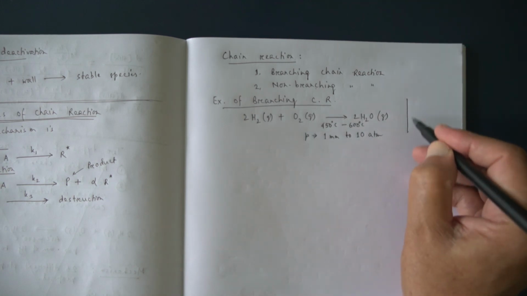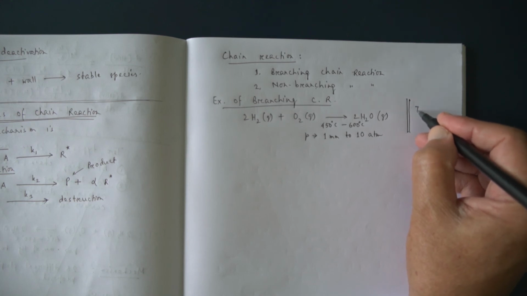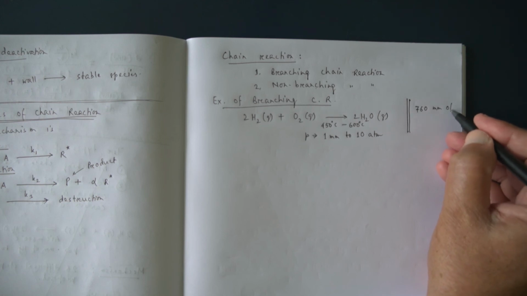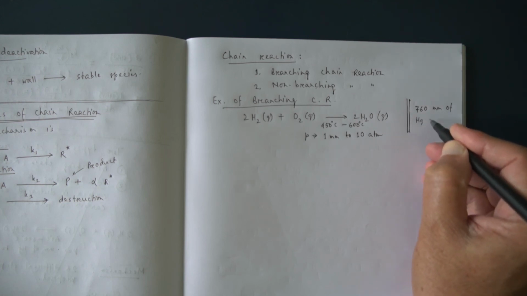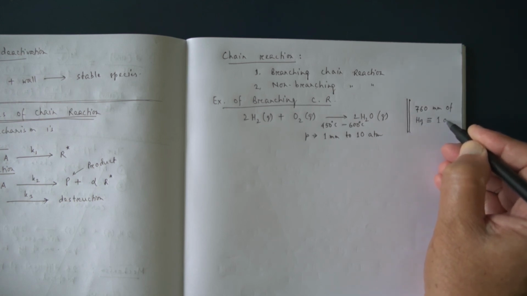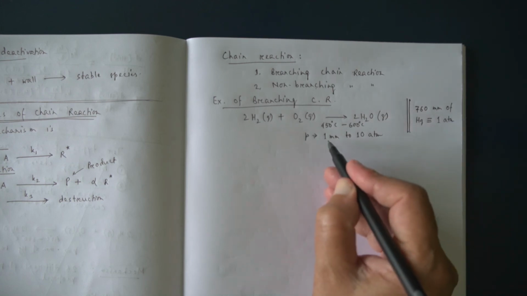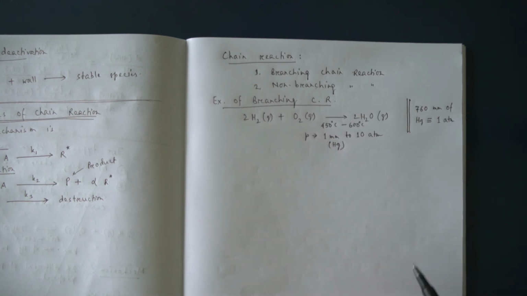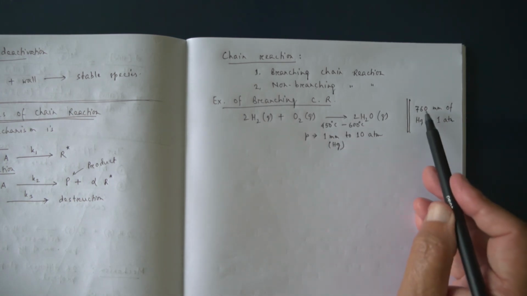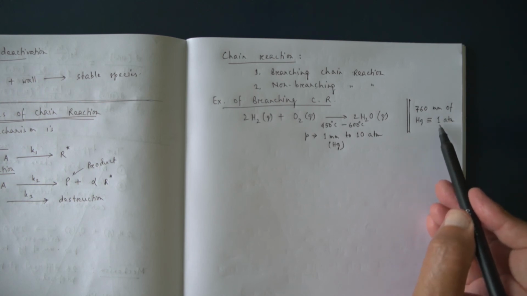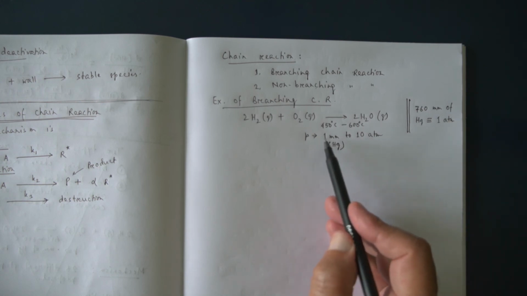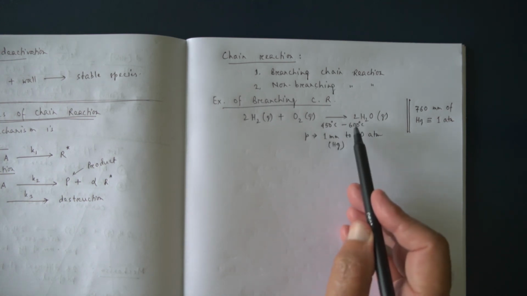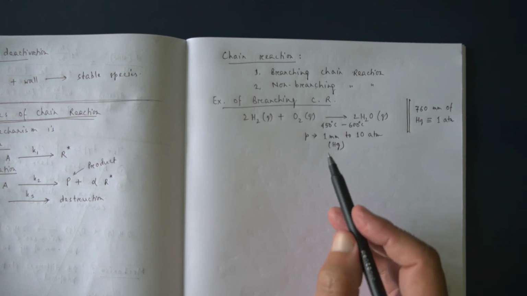Now you know 760 millimeter of mercury is equivalent to 1 atmosphere. So you can convert this. Within this pressure range and within this temperature range, this reaction takes place.